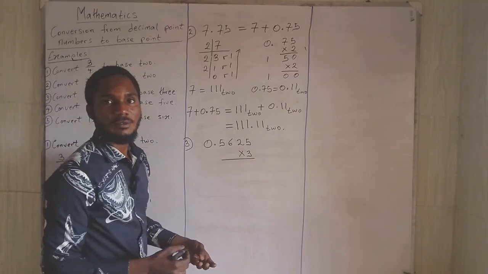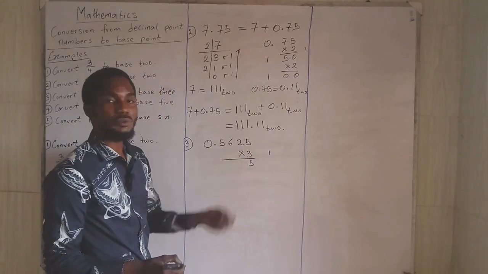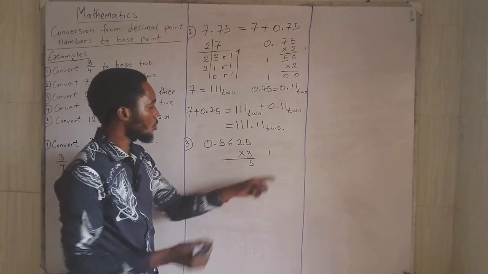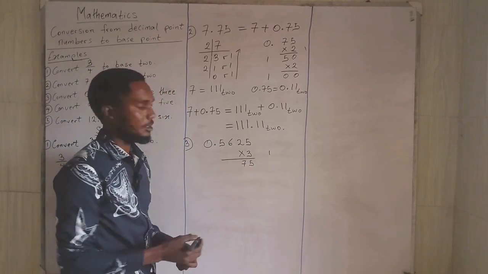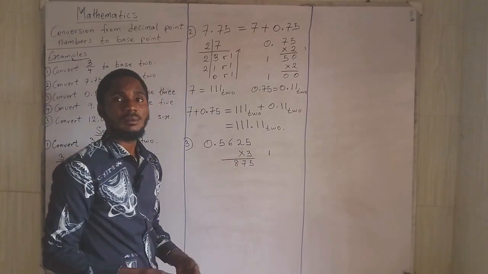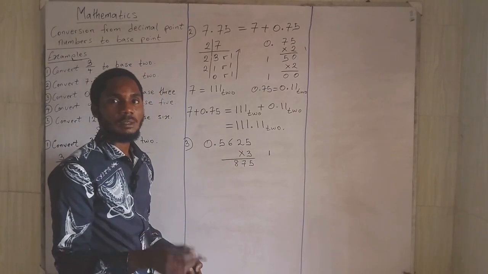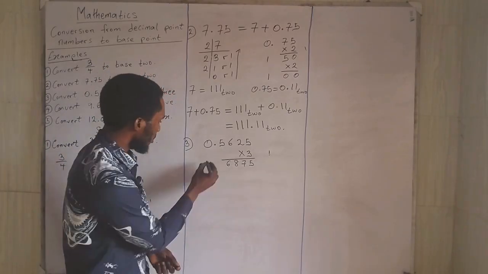3 times 5, that is 15. 5, remainder 1. 3 times 2, that is 6, plus 1, 7. 3 times 6, that is 18. Keep 1. 3 times 5, that is 15, plus 1, that is 16. The one that you have to keep, write it here.